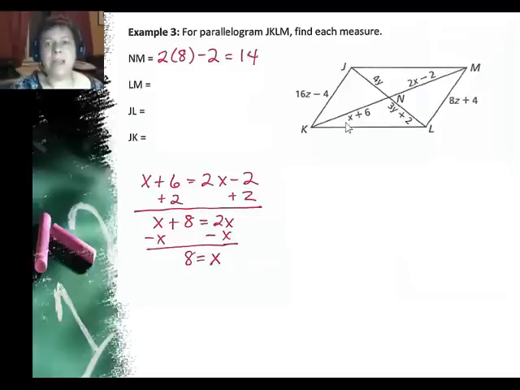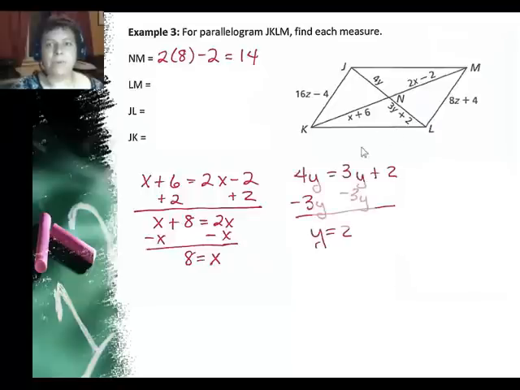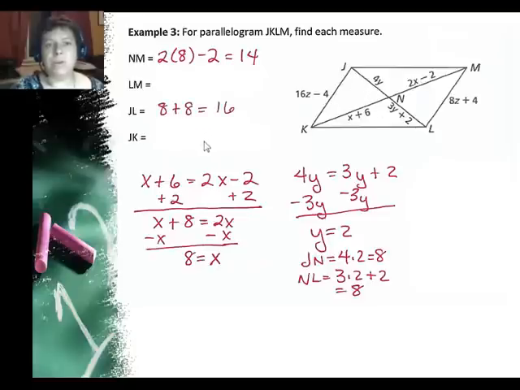Now I'm going to go ahead and find my y values. Again, the diagonals are bisected, so I have to set those equal to each other. 4y equals 3y plus 2. Here I only have to subtract 3y from both sides, and I get y equals 2. Now I can actually find JL. So first of all, I'm going to find JN and NL, and I find both of those are 8. Well, JL is both of those pieces put together, so 8 plus 8, that's 16.